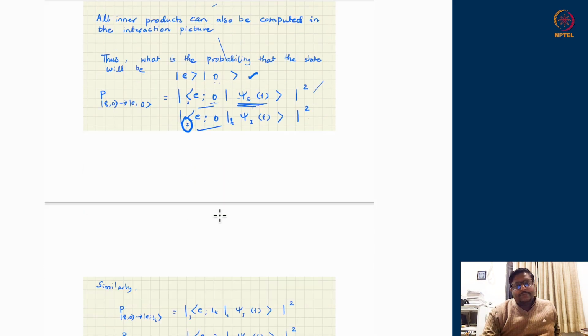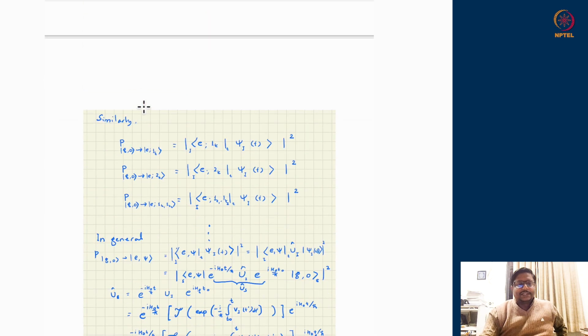Okay, so that mod square will give me the probability of getting a state E0 if I started from G0. G0 is the ground state for the atom and vacuum for the field, and this computation would tell me what is the likelihood that the atom becomes excited and the field remains in the vacuum.